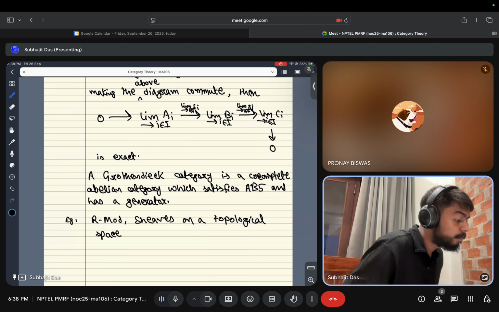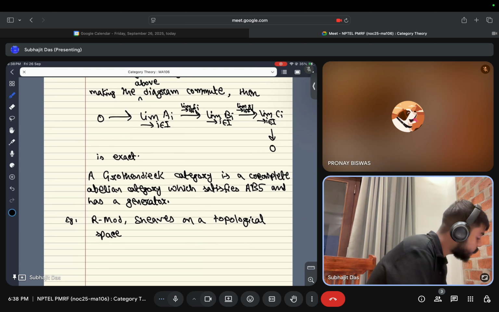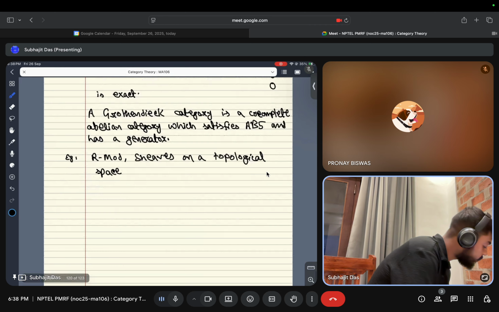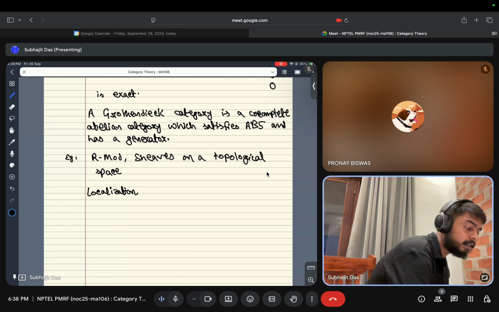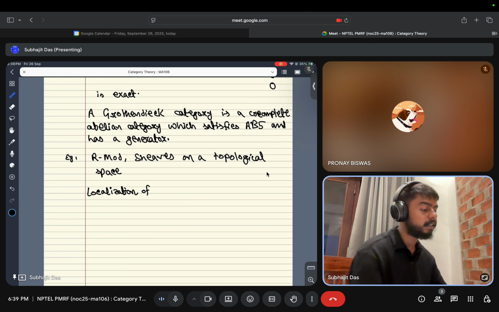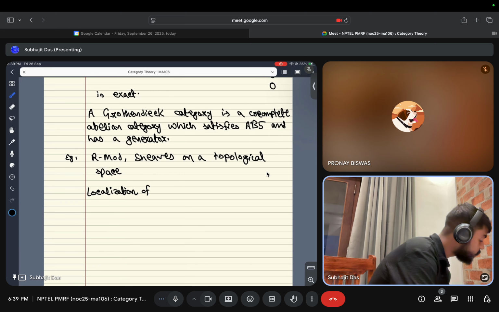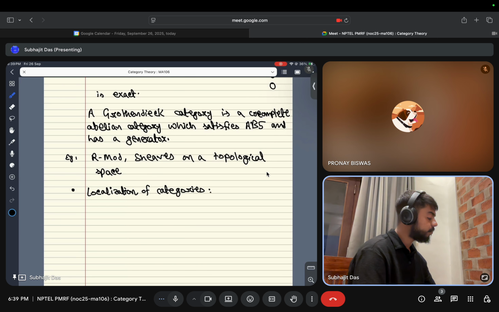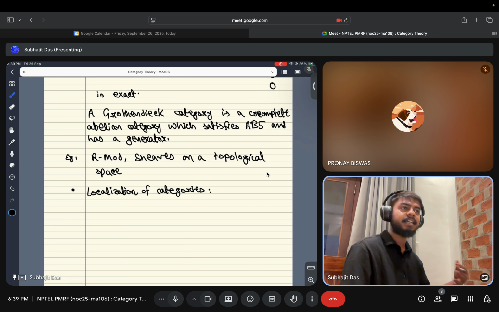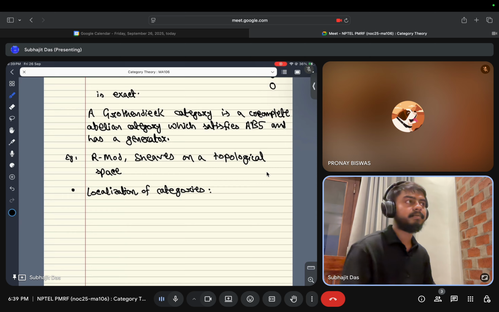Okay, so what else was done? We also saw localization of categories. I'll just quickly mention the ideas now, not the exact definitions, because I'm sure you have already seen the lectures, but you can still get back to them. So localization of categories was covered, and what exactly does it do? It does the same thing as what we do in the case of localization of rings.